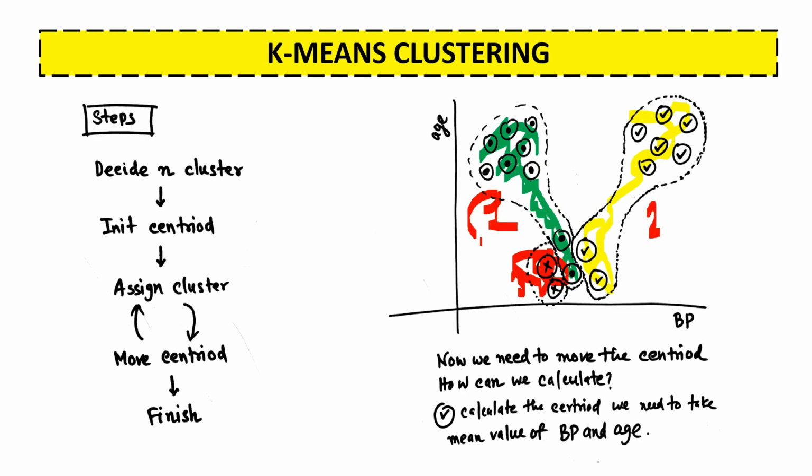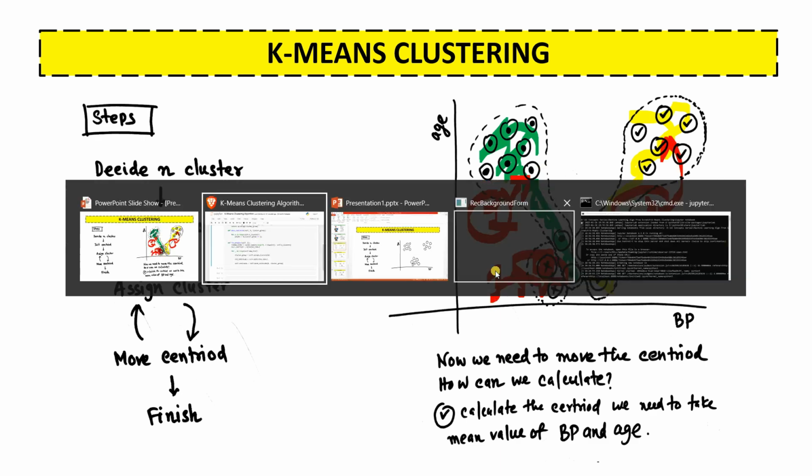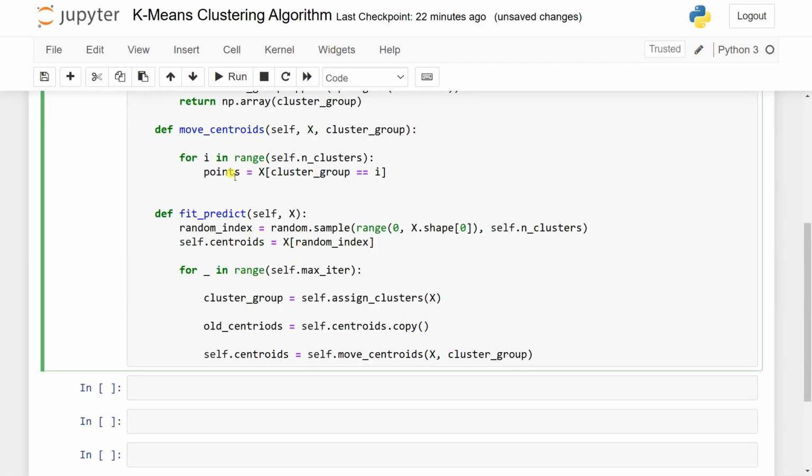So cluster number 1 data points are nothing but this one. Cluster number 2 data points are nothing but this one. Cluster number 3 data points are nothing but this one. So you can go on here and try to calculate the points for that. If the cluster group is equal to i, because in our cluster group we have all our points. Okay, if it is matching this one, we're simply going to take all of that data from here.